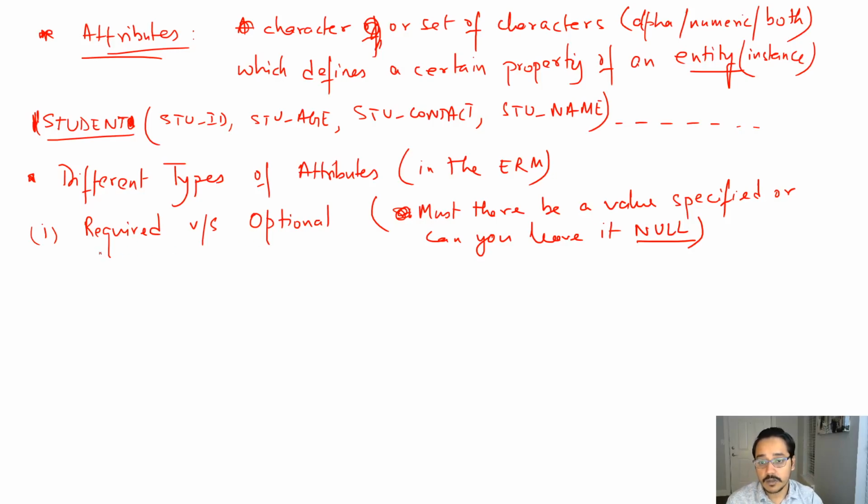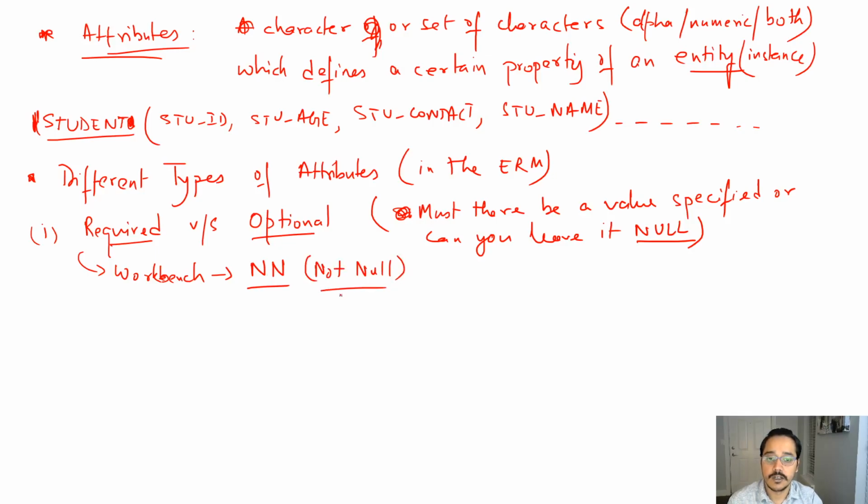So within the MySQL Workbench environment, whether the attribute is required or optional is specified by checking the not null box. Remember, there was an NN box, which stands for not null. If you check the not null box, then that signifies that the attribute is required. That means you must specify a value for it. You cannot leave it empty. And if you do not check the not null box, then it is optional.